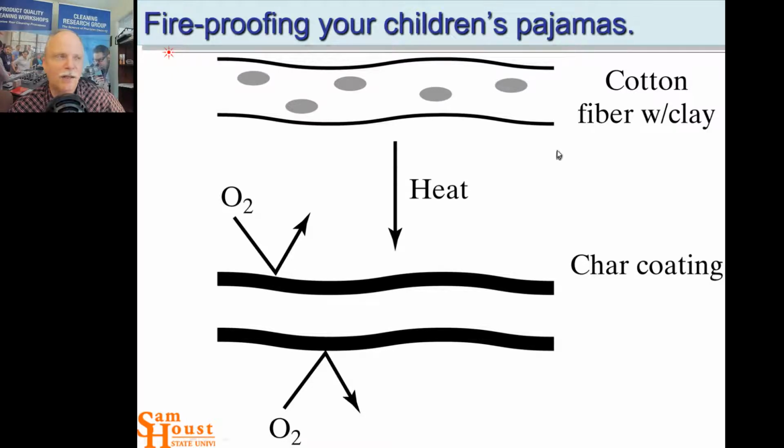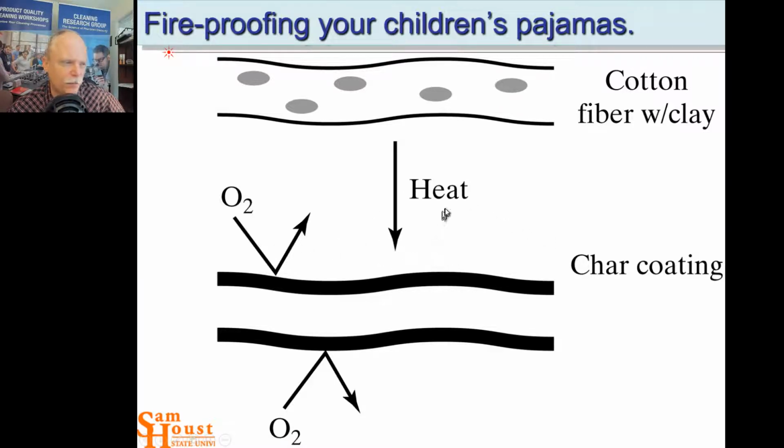And so they've explored ways to fireproof clothing. They can mix in clay with the cotton fiber, and that clay will heat up in a flame or in a fire situation and create a quick char coating that can act as a barrier to oxygen, so that the clothes will decompose somewhat with this cotton fiber and clay catalyst, and create a passive layer that protects the clothing from flame and from oxygen.